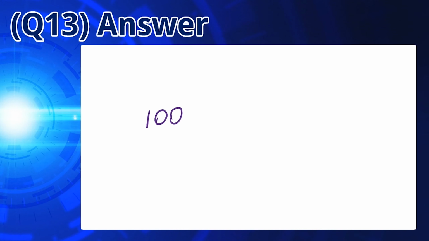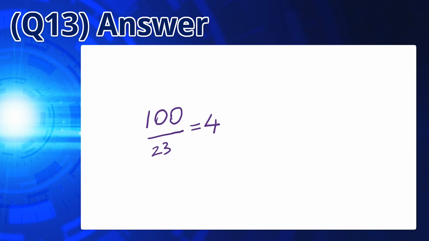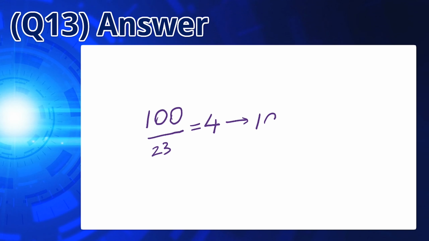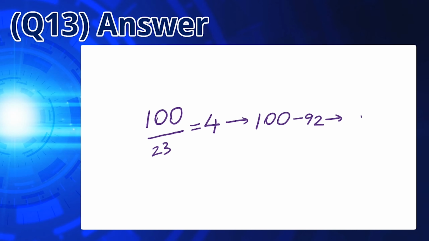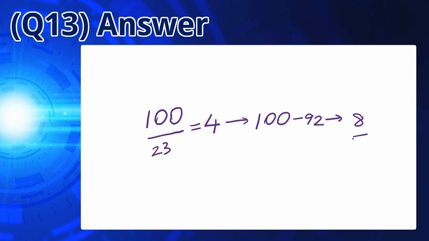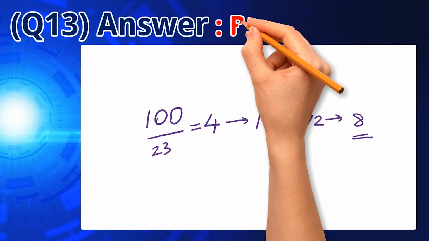The teacher brings 100 stickers. There are 23 students in her class, so we must divide 100 by 23. So each student will get 4 stickers. 23 times 4 is equal to 92. So the teacher gives away 92 stickers. This means that there are 8 stickers remaining. So the answer is B.